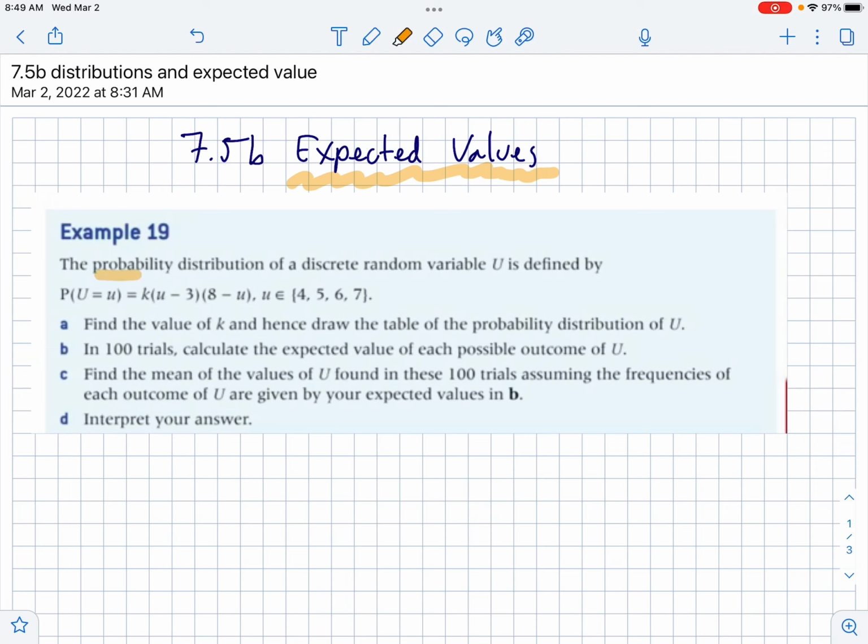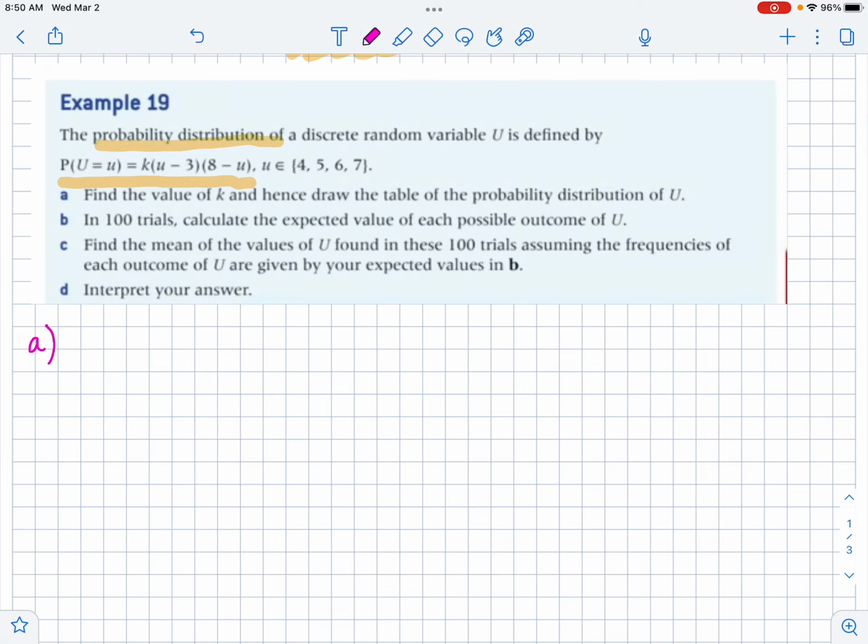They tell us that the probability distribution of a discrete random variable u is defined by this right here, which means if you plug in different values for u, you find the probability of each of them. We're going to find the value of k and hence draw the table of probability distribution. So first, all the possible things that u can be are 4, 5, 6, and 7. That's it. Now the probability of each u, capital U and little u, is plugging those numbers into the formula.